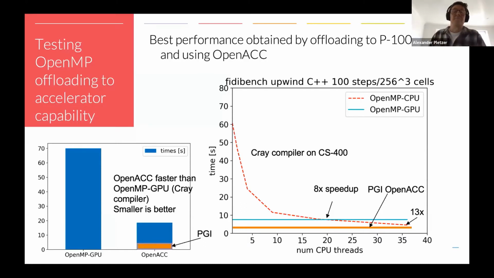Nevertheless, what you see here in the graphic on the right-hand side is the times. So the lower the better execution time, and you add some threads and things come down. That's the same curve we saw before. That's the dashed one, but now you offload the computation to a GPU, and you get the light blue line. That was using the Cray compiler last year.